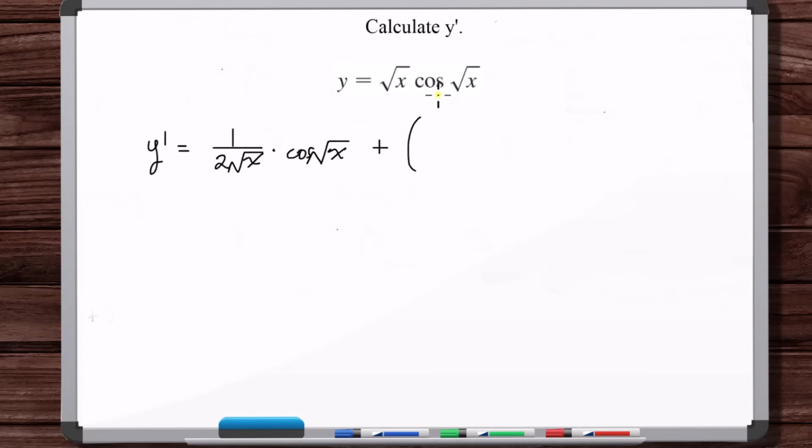So we need to use the chain rule here. What is the derivative of the cosine of something? It's minus sine of that something times the derivative of that something. What is the derivative of square root of x? It's 1 over 2 root x. And that's the derivative of cosine of root x. So the derivative of the first times the second plus the derivative of the second now times the first. Now let's clean this up.